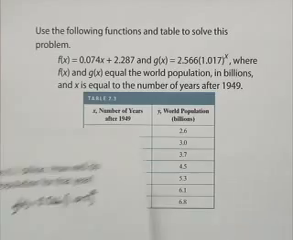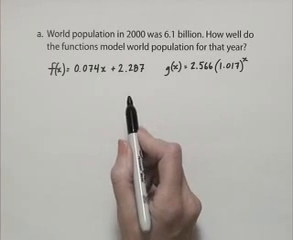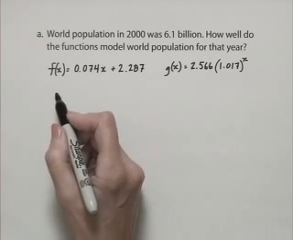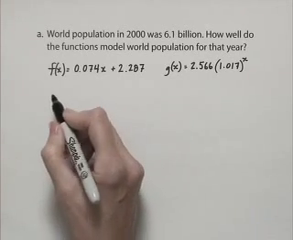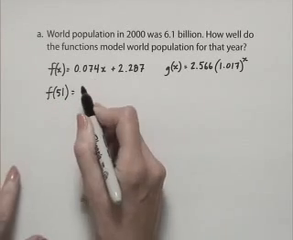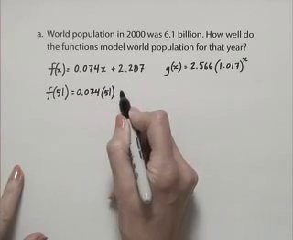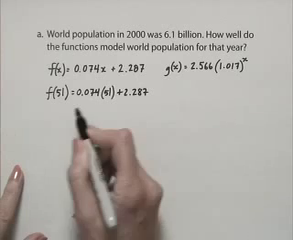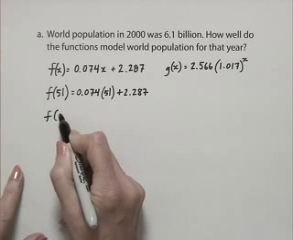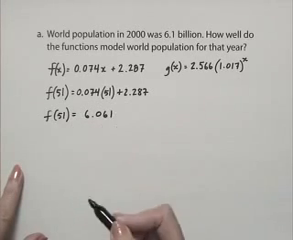First problem we want to look at. World population in 2000 was 6.1 billion. How well do the functions model world population for that year? Well, what we're looking at are the number of years after 1949. So in the year 2000, our x value is going to be 51. So we're going to have f of 51, which would equal 0.074 multiplied times 51 plus 2.287. Using our calculator, we would multiply first and then add to give us f of 51 equals 6.061.